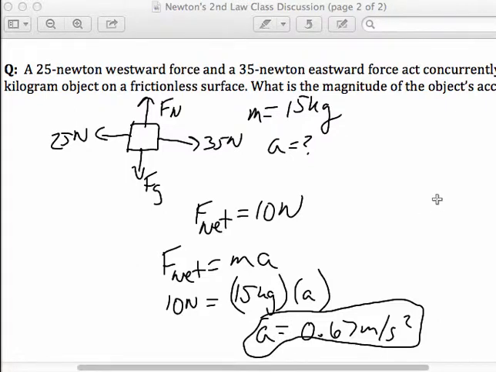Notice how we're not just using any old force in F net. Had I put 35 newtons in there, you would get a totally different answer and, quite frankly, the wrong answer. It has to be the net force. It can't just be any old force. All right. So hopefully that's useful for you.